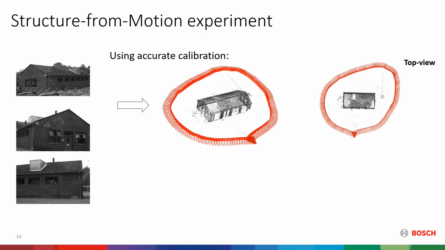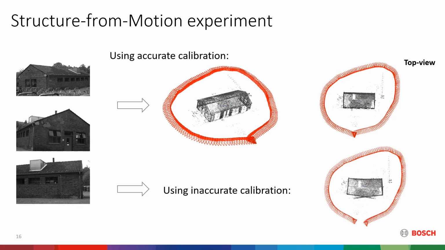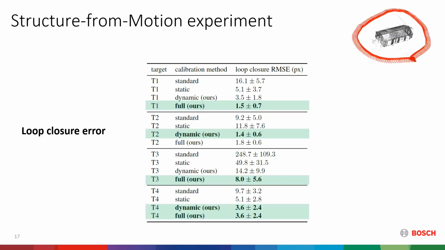Last, we analyzed the practical impact of target deformations. For that purpose, we ran a structure from motion experiment. If a calibration is accurate, the reconstruction works well. If, however, the calibration is inaccurate, these inaccuracies propagate to the reconstruction. We found that reconstructions significantly improved when using calibrations with dynamic board deformation modeling. Therefore, we argue that deformations are not a minor effect, but should generally be taken into account.